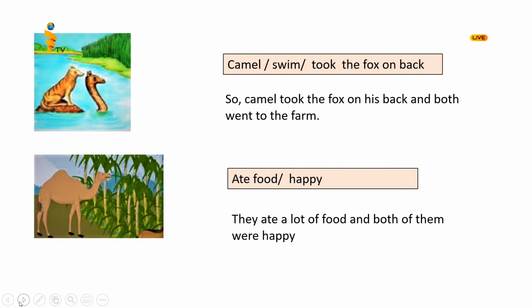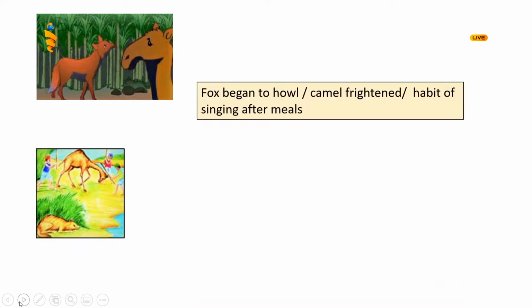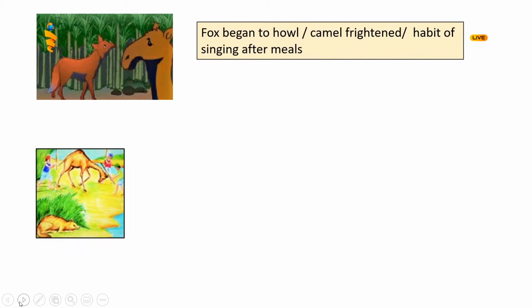Now let's go to the next picture. Now what is the fox doing? While the camel is listening, the fox might be singing a song. So these are my words and phrases: fox began to howl, camel frightened, habit of singing after meals. So shall we build up sentences with these?